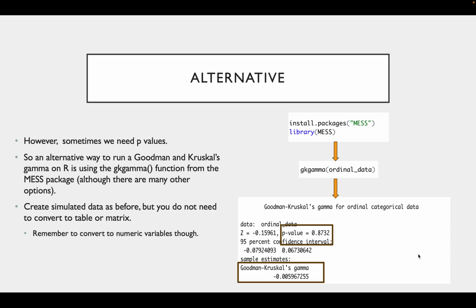Then you can run it in the same way, and as you will see here in our output, we have the gamma statistic and we also have the p-value. So our gamma statistic is different to the one on the slide before because we've created a new data set, and we can see that our p-value is not significant.